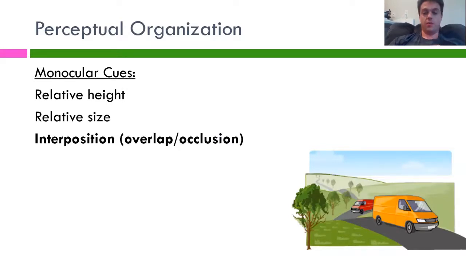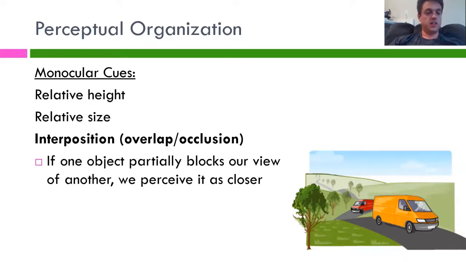also known as overlap or occlusion. This is the idea that if one object partially blocks our view of another, we can also perceive it as closer. So with these two vans driving up the road, the fact that one is partially blocked off by another, of course, tells us that the orange van is blocking off the red van, so that's going to tell us that the orange van is closer to us, right? Same with the tree, because the tree is blocking off the grass behind it. We know this first tree is going to be closer to us.